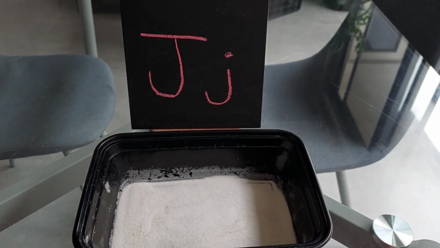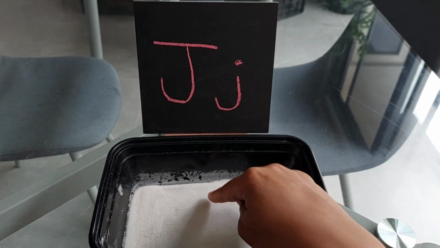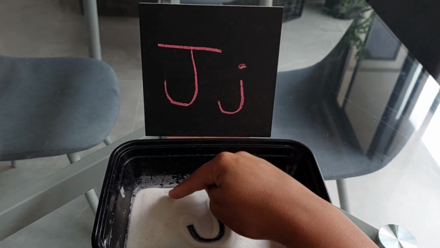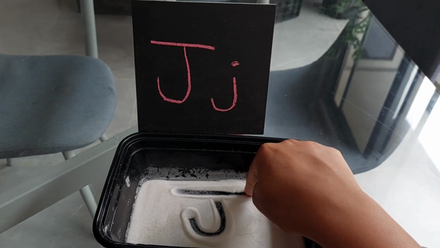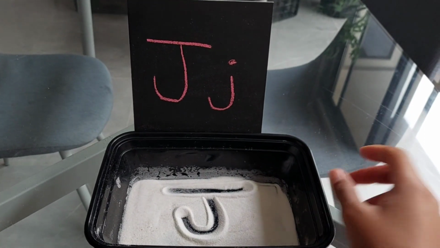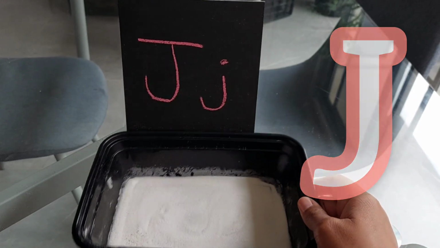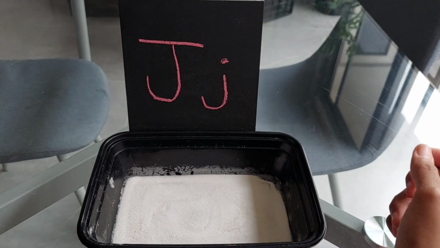To write an uppercase J, we're going to start at the top and go down and then around. And then go back up to the top and make a straight line across, just like that. Good job, guys. Now let's shake that out and let's write a lowercase j.